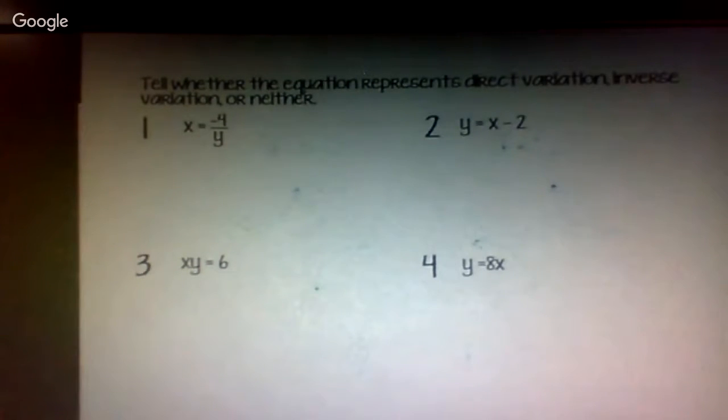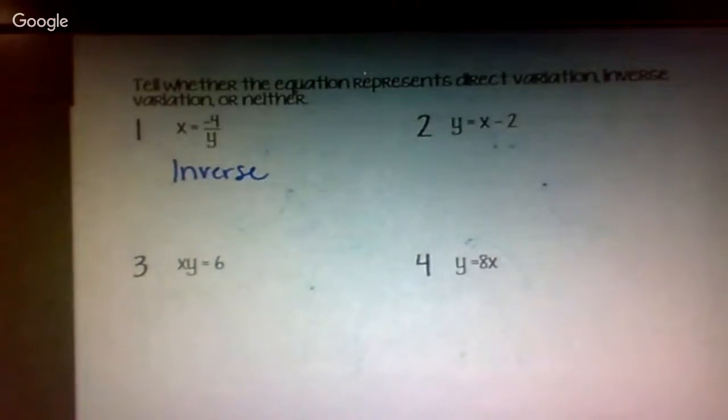Okay. If for some reason both of your variables are on one side of the equal sign, do get one on the other so you can decide what it is. So if you take a look at number 1, I have x equals -4 divided by y. What kind of variation is this, or is it neither? Inverse. This is inverse. Even though we're dividing by y, it's still inverse. You're dividing by one of your variables. So this is inverse variation.